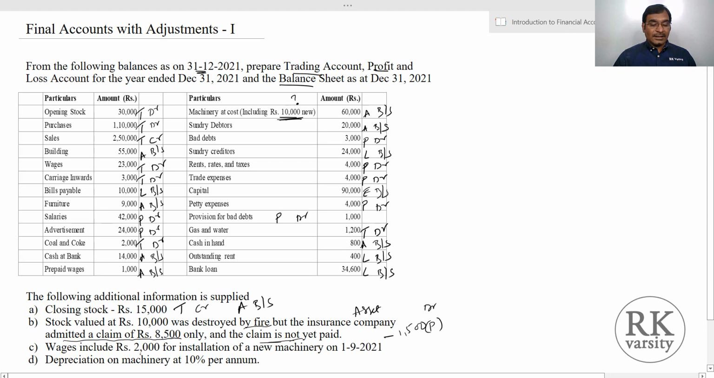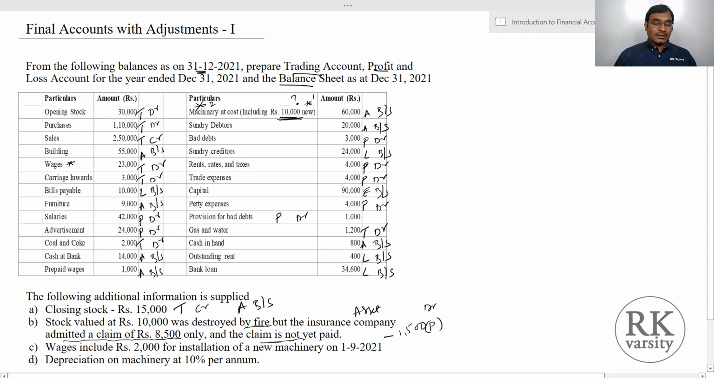Then wages include 2,000 for installation of a new machinery. So here you have wages. We'll put a mark here that indicates that wages has got some adjustment. So this adjustment includes 2,000 for installation of a new machinery. So your new machinery will also have an adjustment here. Then depreciation on machinery at 10% per annum. So depreciation is also here on machinery. So this is having another adjustment. So this will have adjustment 1 and adjustment 2.